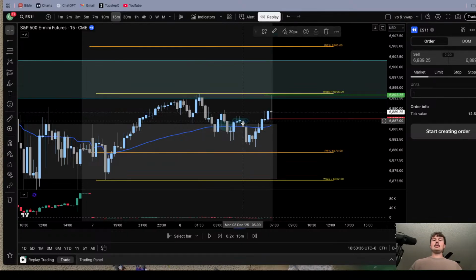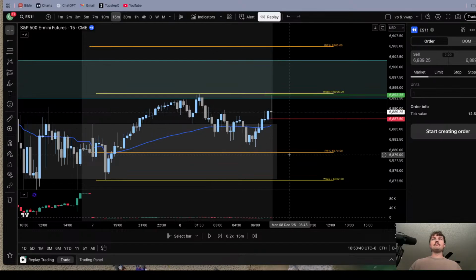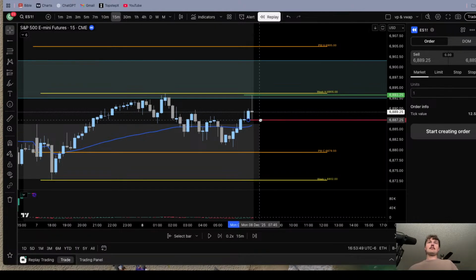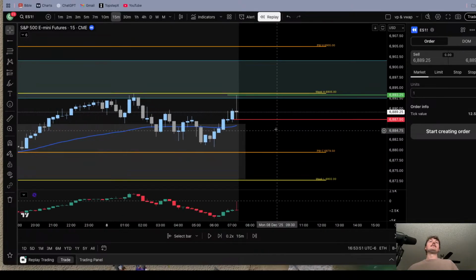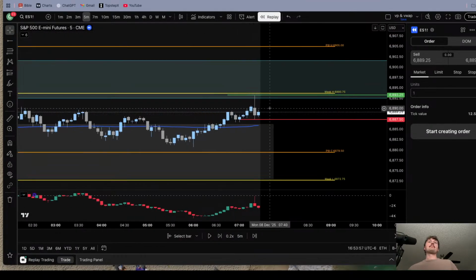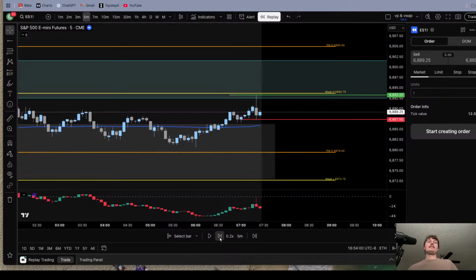Alright, so we broke these. So now my bias is bullish. Okay, this one's broken, right? Now this is the first 15 minute candle. We're going to break down to 5 minute now. Okay. And this is where we'll execute this. Okay, cool. We got to break below the 15 minute low.